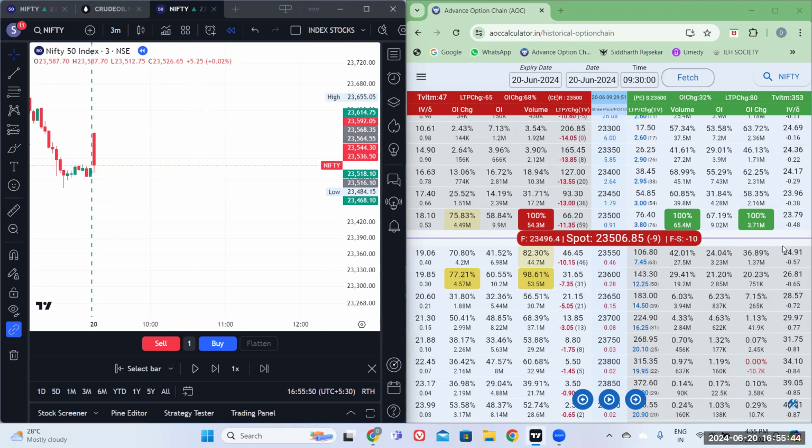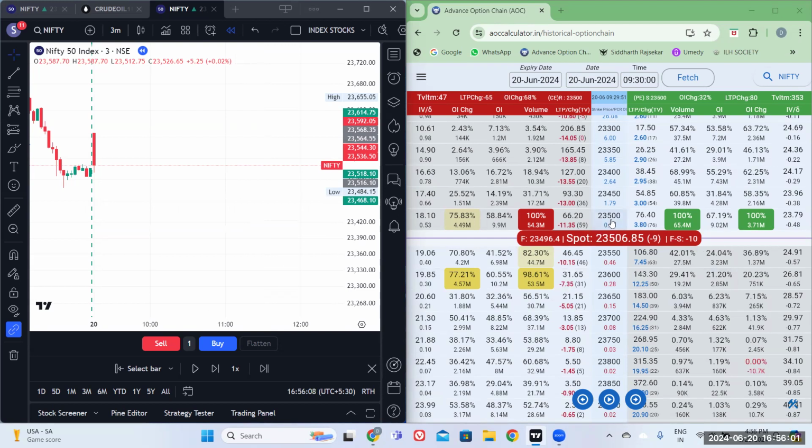Another observation is this IV. Wherever I have found, historically, from whatever observations I've done, whichever side the IV is very high, the market moves to the opposite side. This was also another context in my mind when I was doing the trading.